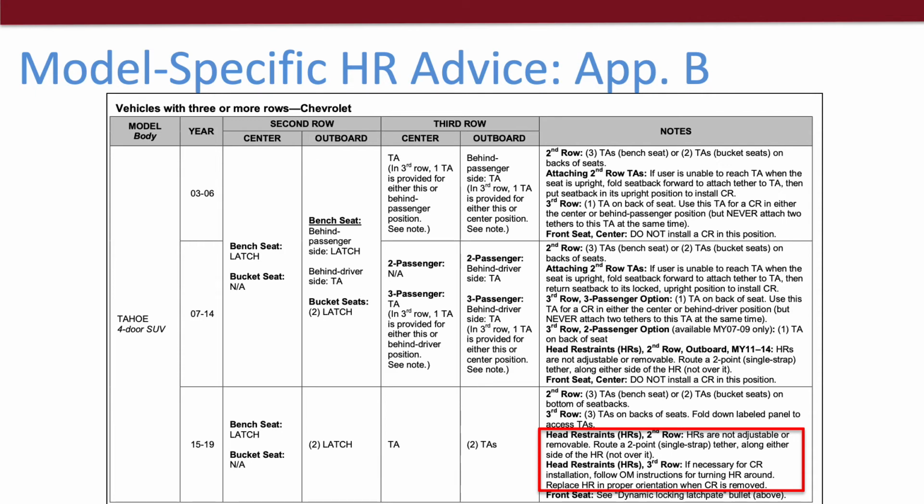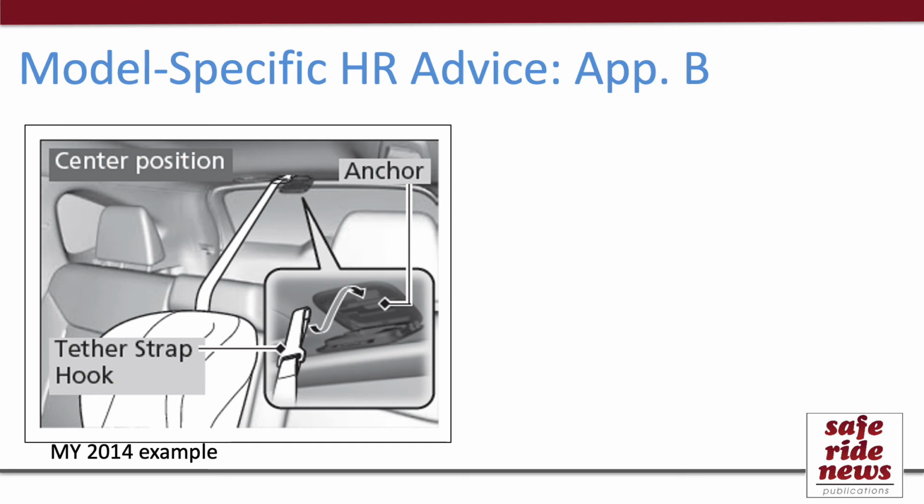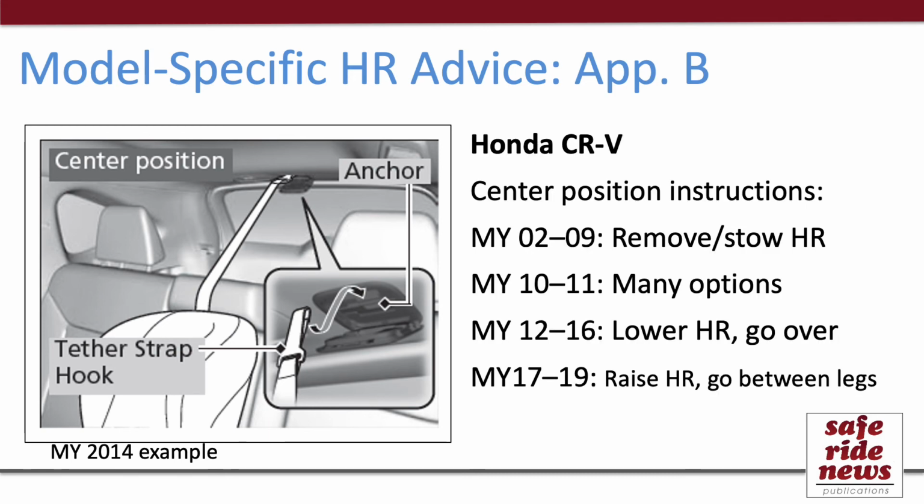In more recent years, there's additional advice for the third row head restraints, which is quite different than the second row instructions. So, a Tahoe is not always the same. And along these same lines, the Honda CR-V, very, very popular family car, gives us another example. The tethering instructions for the model year grouping shown here are pulled from the Appendix B notes section for each grouping. And they show that while the model name remains the same, the advice is going to change as the model has been redesigned.